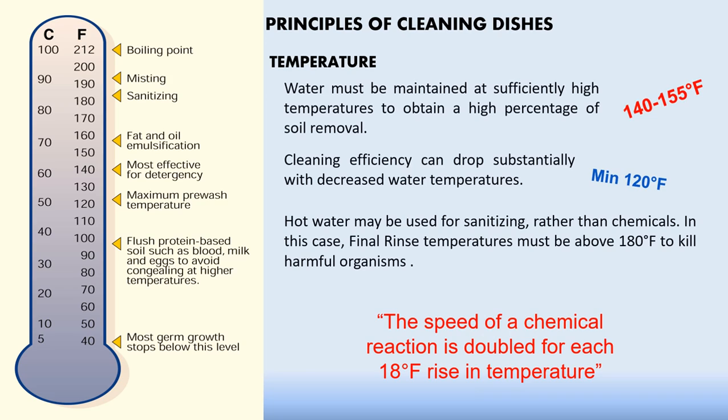Remember this: the speed of a chemical reaction is doubled for each 18 degrees rise in temperature. Let's repeat that. The speed of a chemical reaction is doubled for each 18 degrees rise in temperature. That's significant when we're running from 120 degrees to 140.